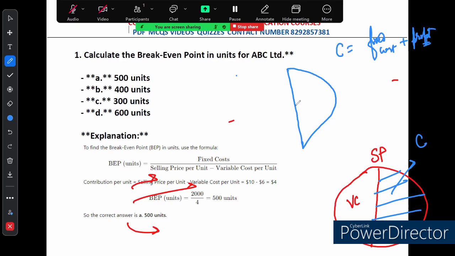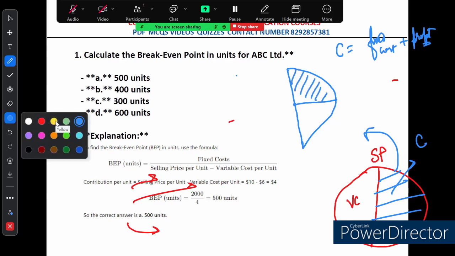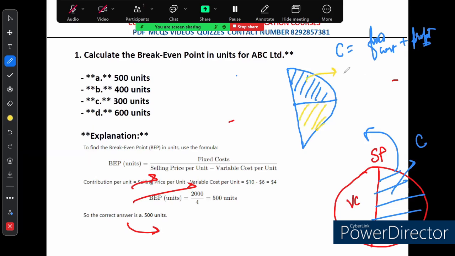So what I do, I have just exaggerated this particular portion here. This portion, suppose, represents our fixed cost, and this portion represents our profit. Right. So you can see this entire contribution margin comprises fixed cost and profit.